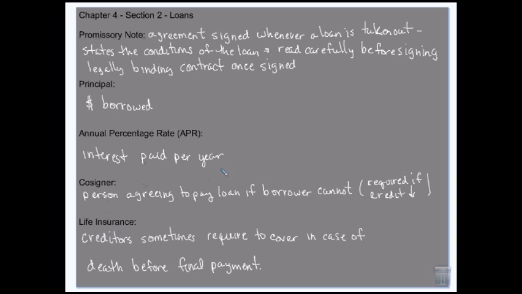Life insurance. Some creditors require you to have life insurance to cover the loan in case you were to, say, die before you pay it off. Some creditors do not require that, but they can go after your next of kin to pay your debts. So like if, say for a horrible scenario, I were to die tomorrow, my creditors could technically go after my son to pay off my debts.